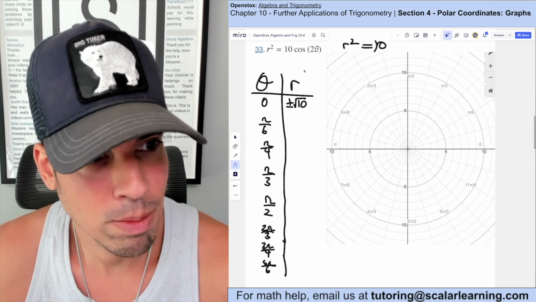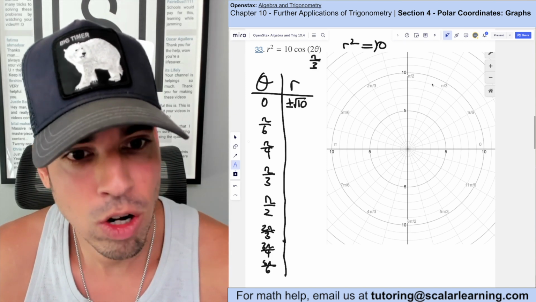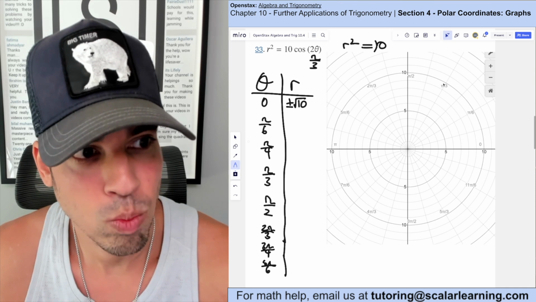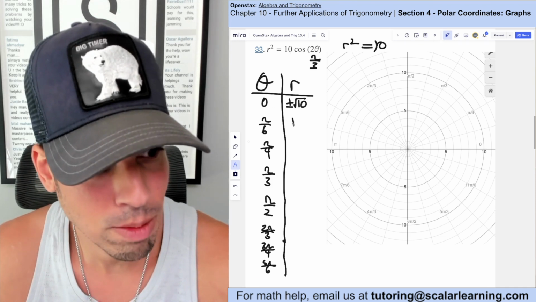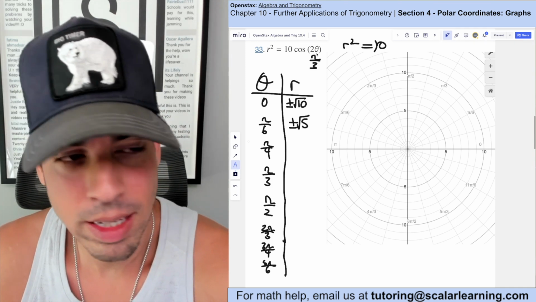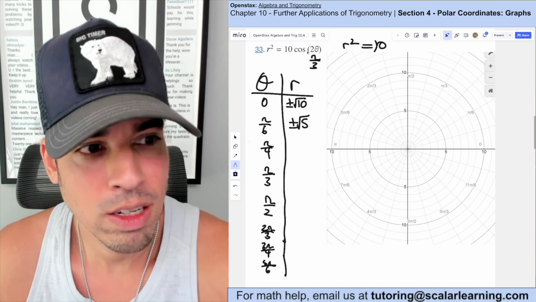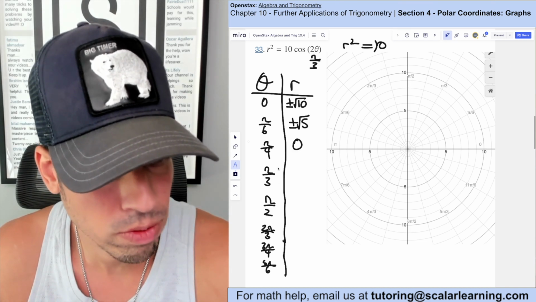So now we plug in pi 6. 2 times pi 6 is actually pi thirds. So what's cosine of pi thirds? That's 1/2. 1/2 times 10 is 5. So here we've got plus or minus square root of 5. For pi fourths, we're doubling it to pi halves. Cosine of pi halves is 0 times 10 is 0. So here we got a nice 0 value.